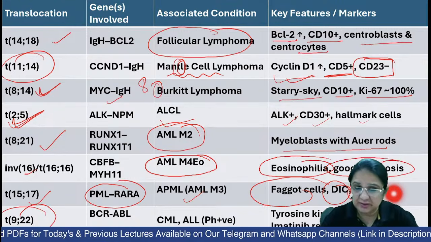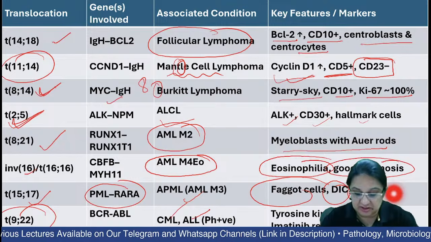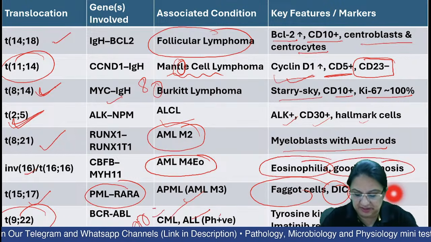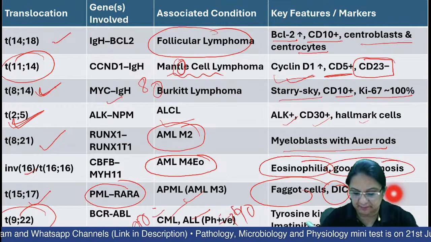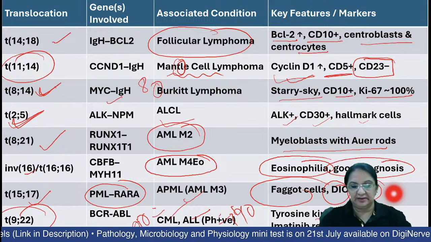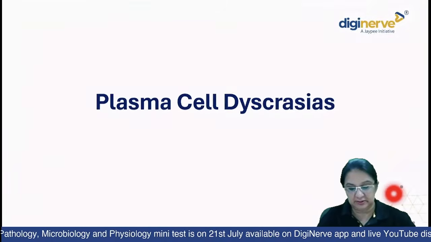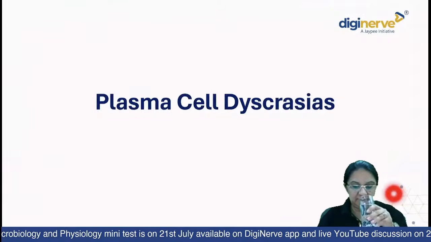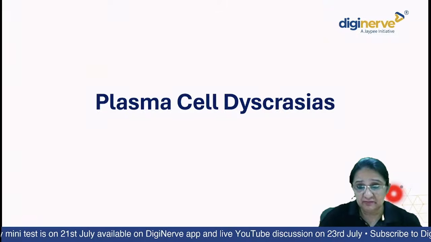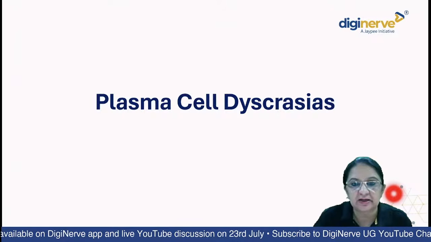9;22, CML, ALL, Philadelphia positive, molecular weight 190. Here molecular weight is 210. Here it is 190. Tyrosine kinase activity is increased and treated with imatinib. All right. Okay. So we are done with RBCs. We are done with WBCs. Very quickly, 10 minutes, we'll try to finish off plasma cell dyscrasia and then we can take a break.